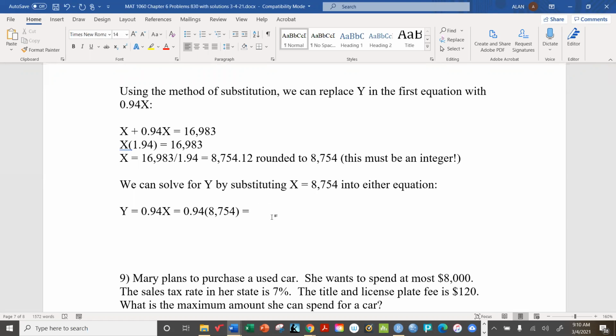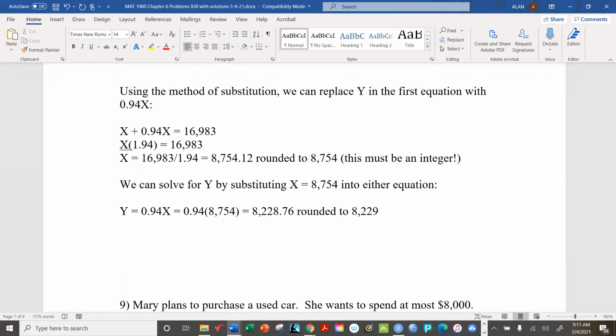Rounded to 8229. Okay, so therefore 2017 enrollments equal 8754, 2018 enrollments, 8229. Now let's make sure that this works.